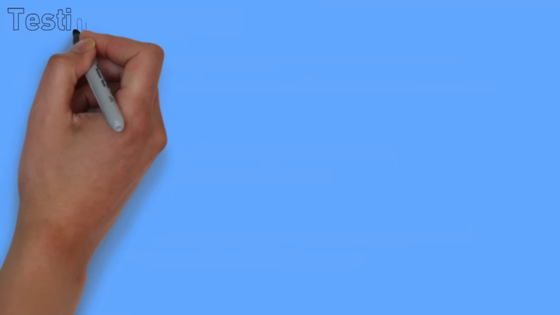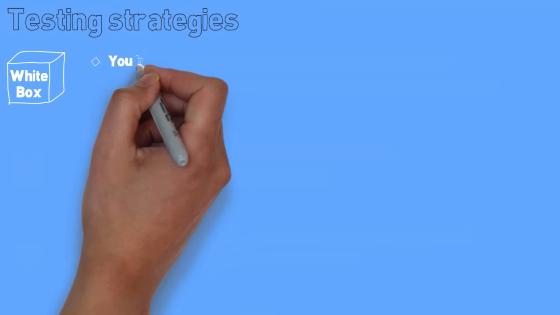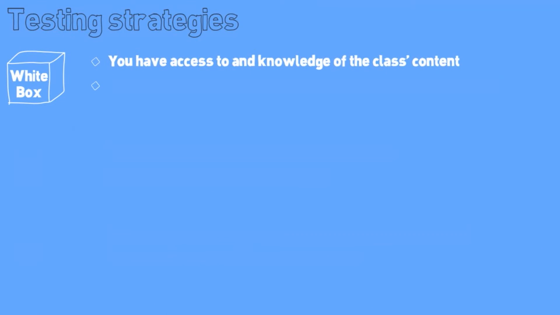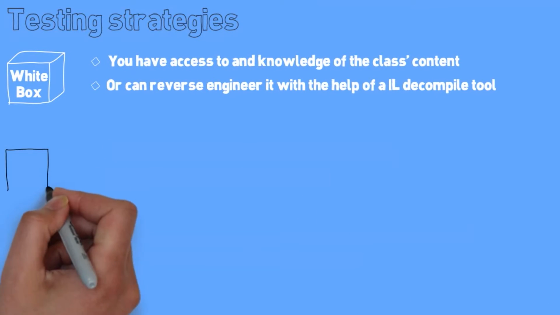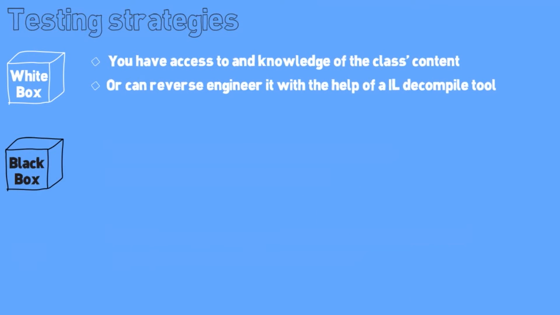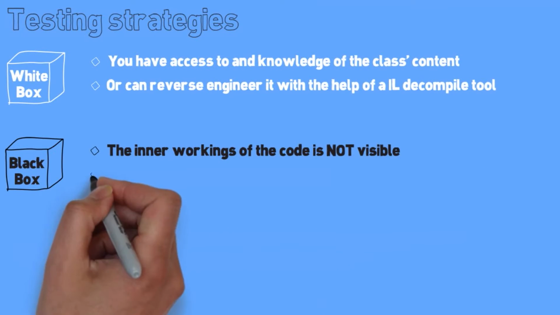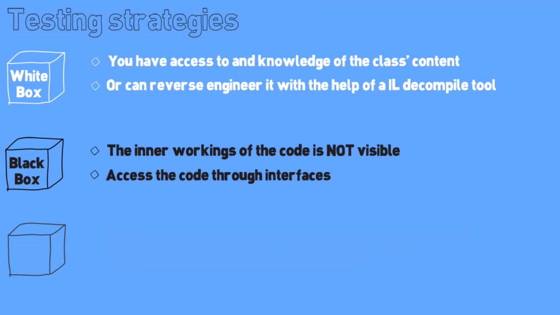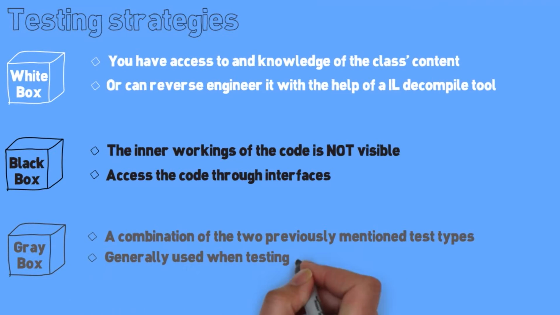Traditionally, testing is divided into three strategies: white, black, and gray. White box tests are used to analyze the inside of the box when it's possible. This means that you have access to and knowledge of the code of the external DLL, or you have the possibility to reverse engineer it to gain an understanding of it using an IL decompile tool. In black box tests, the inner workings of the code are by definition not visible. You typically only have access to interfaces to test the code. These tests focus mainly on input and output. Gray box tests are a combination of the two previously mentioned test types and are generally used when testing edge cases.